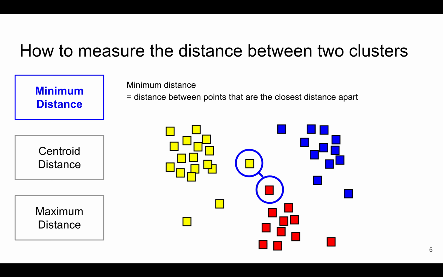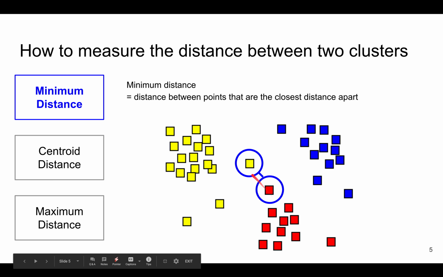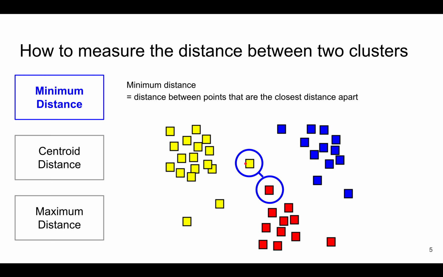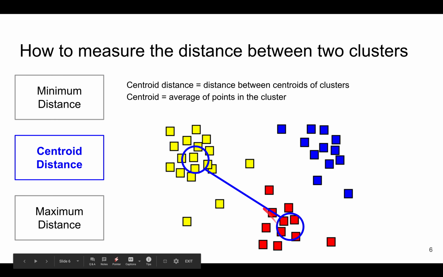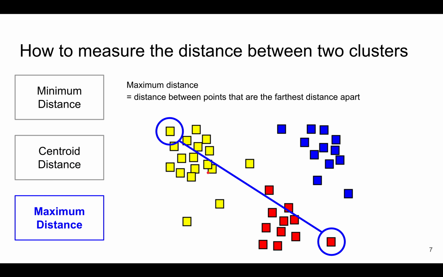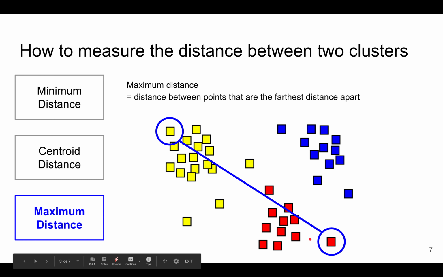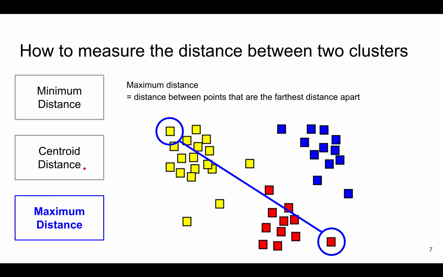When it comes to measuring the distance between two clusters, there are different ways to do it. For example, one way might be to measure the minimum distance. If you measure between the red and the yellow clusters, these two point objects are the closest, so you just measure the distance between these two objects. Or you might use the centroid distance. The centroid is the average point of a cluster, and you calculate the distance between the two centroids. And finally, you can also consider the maximum distance, the pair of points that are furthest apart. Typically, we'll be using the centroid distance.